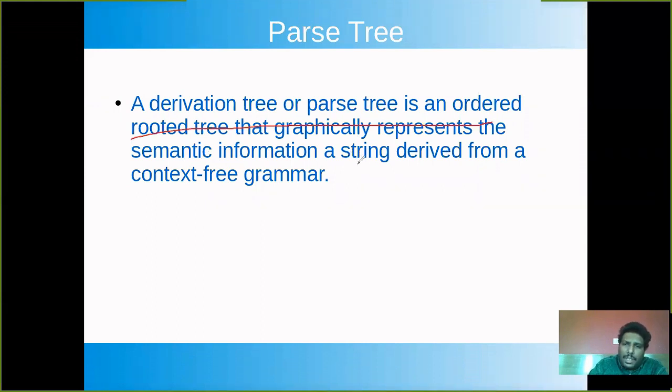Sometimes semantic information of a string derived. Mainly the string is what we are going to represent; we are not representing the grammar. The string that was generated is represented by using a parse tree. Context-free grammar is used to represent it, so we can easily see how this string has been generated and easily analyze it.